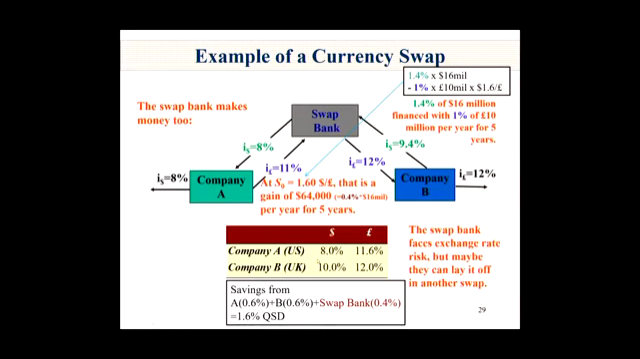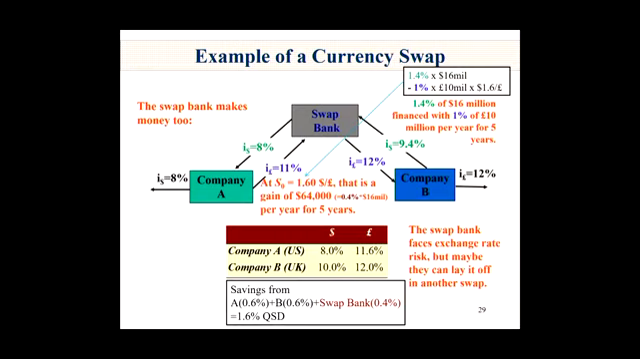There is a bit of risk, however, for the swap bank because they're going to face exchange rate risk, right? Because they've got debt denominated in pounds and in dollars. So depending on what the exchange rates are, that's going to impact on whether they actually make $64,000 per year. But the bank could themselves enter into another transaction, another swap, to get rid of that exchange rate risk. Is this one okay? Yeah.